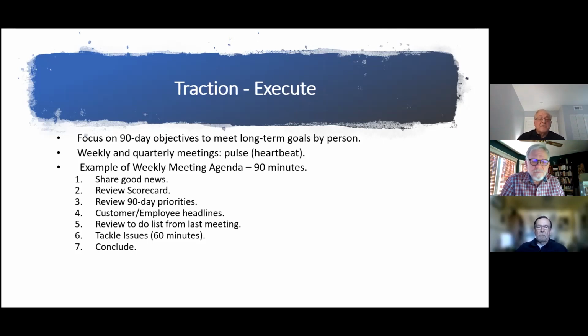And as you can see, of the 90 minutes, two-thirds of the meeting is on tackling issues, on problems. And the rest of the time is trying to figure out what you're going to do next quarter or next week, and looking at what good news you have, reviewing the scorecards, how you are doing on the 90-day priorities, any customer or employee headlines, really important, probably should be number one actually. But I think it's really something to aspire to, and I think it's a pretty good agenda.